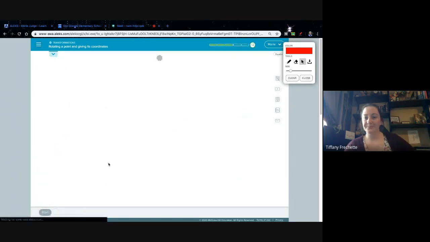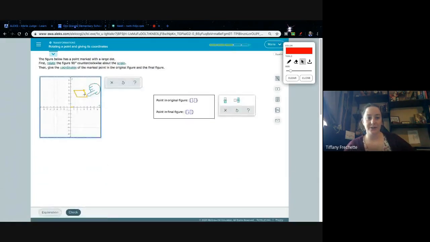One more. Okay, so here's our figure with the large dot. And we're going to rotate it 90 degrees counterclockwise about the origin. So I want to click, and I want to go 90 degrees counterclockwise. Remember, this arrow that it's showing you needs to be going that direction so that we're going counterclockwise. And it's only one turn. So there we go. We've turned it 90 degrees counterclockwise.